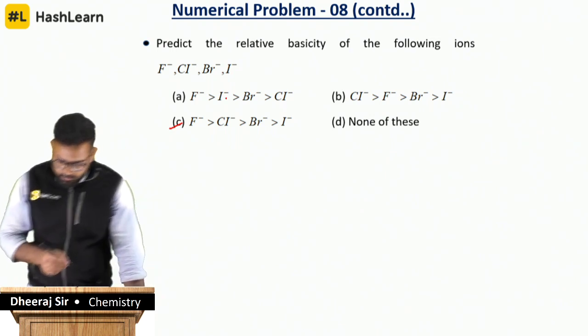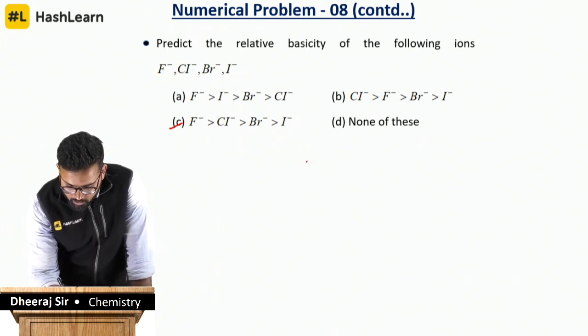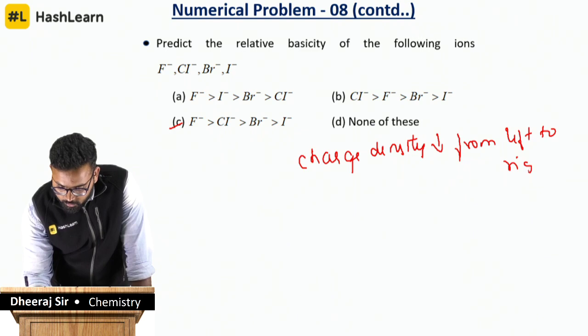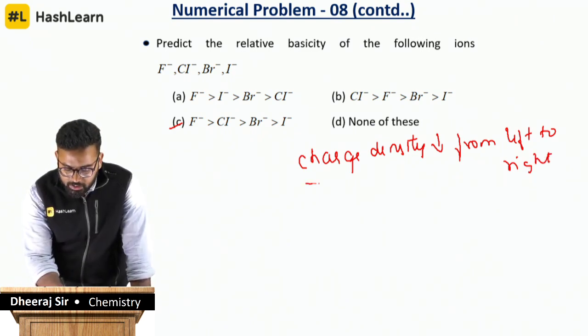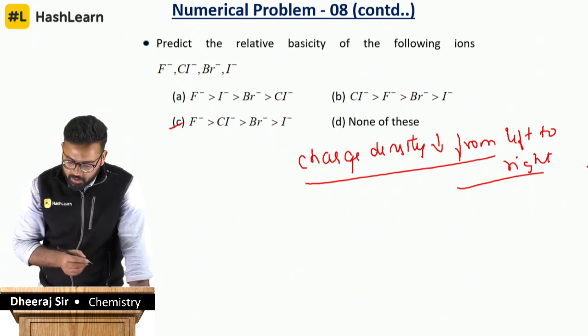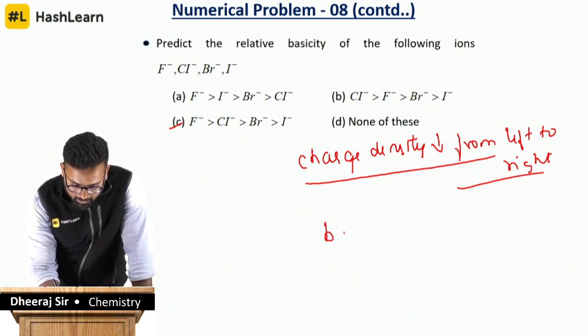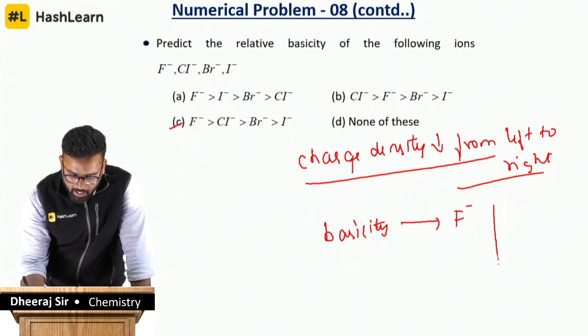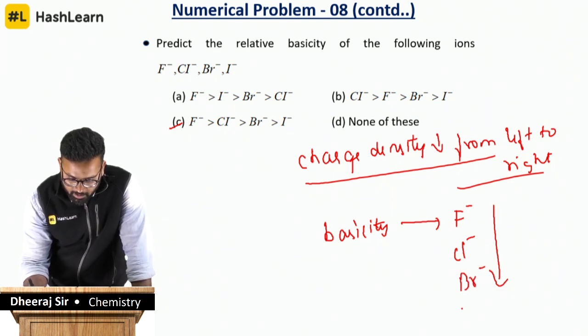In this case, the right answer is option C, which is F minus greater than Cl minus greater than Br minus and I minus. Let me quickly give you the reason, guys. As volume increases, or I should be telling you, charge density decreases. As I move across the periodic table from left to right, charge density should decrease because the volume of the corresponding atoms decreases, and that's exactly why the basicity of ions should also decrease, and it is applicable as I move down the group as well. So charge density decreases from F minus to Cl minus to Br minus to I minus.